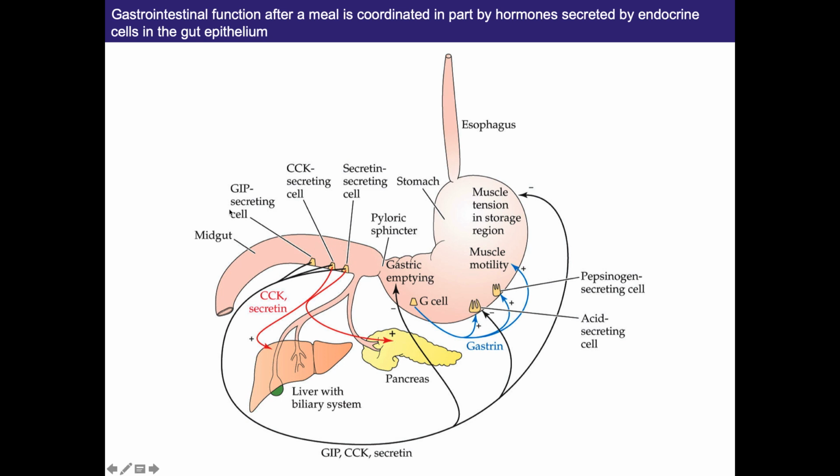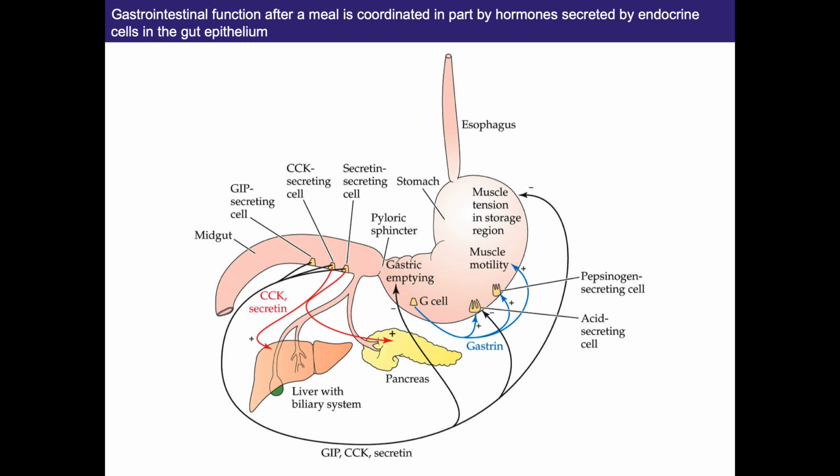GIP secreting cells, they used to be gastrointestinal peptide. They detect carbohydrates, and they send a signal to the pancreas to release insulin. Now they had to make it difficult. GIP used to be, again, gastrointestinal peptide. Now it's gastrointestinal, let's see, oh, now I'm losing it. It's insulinotropic hormone.